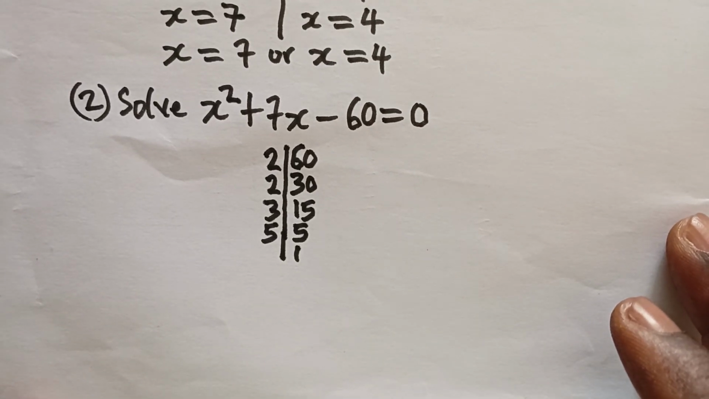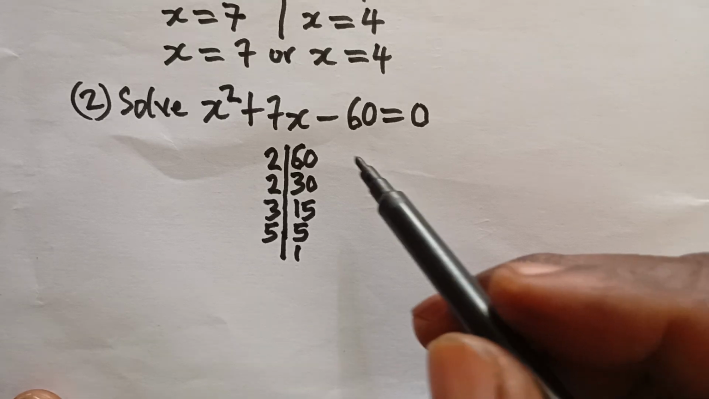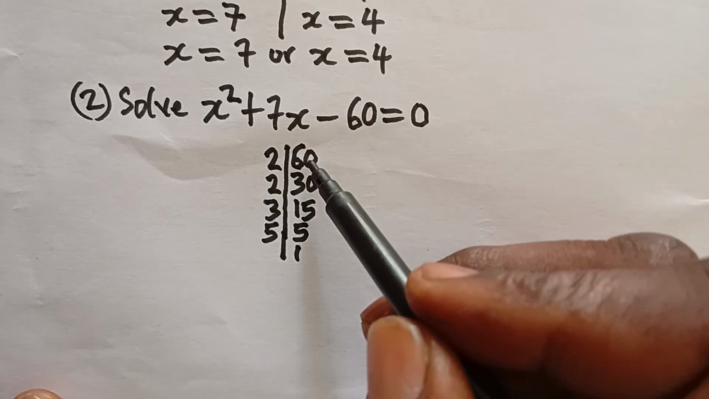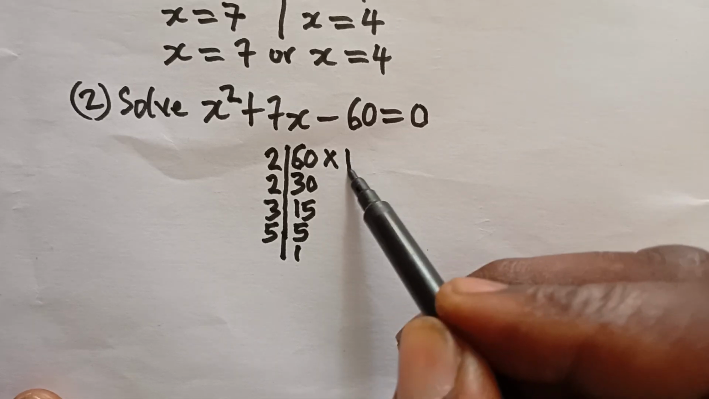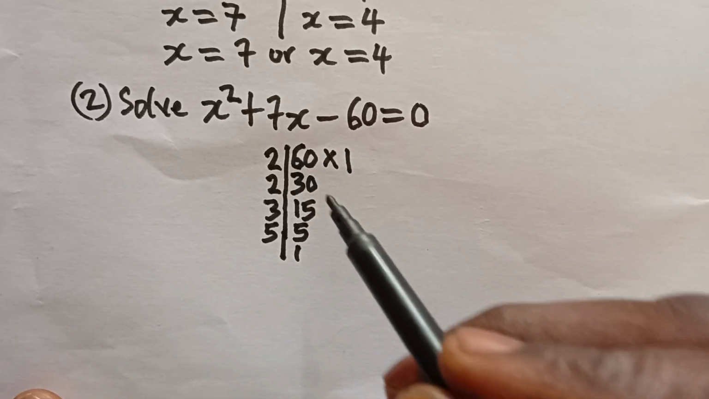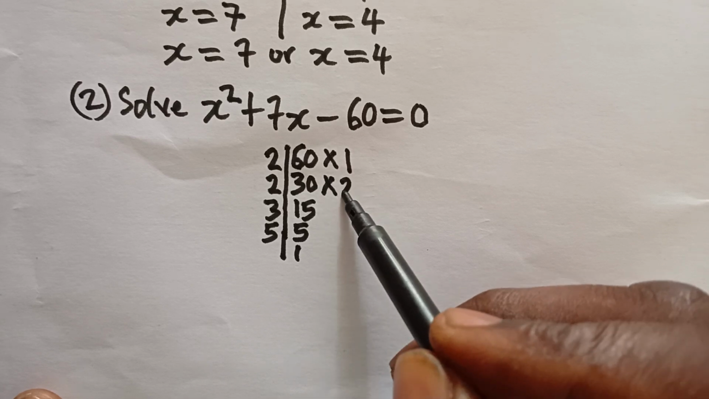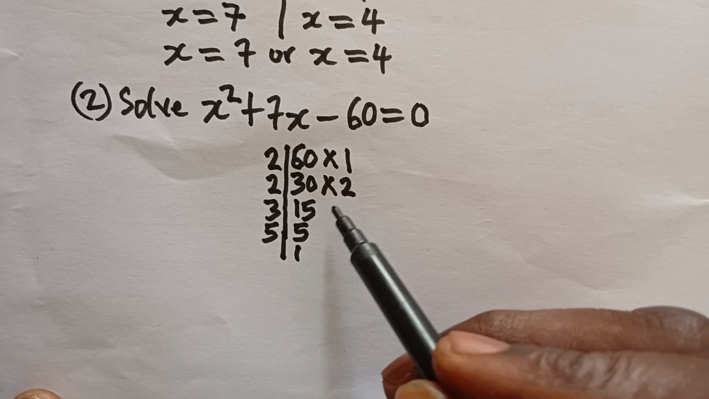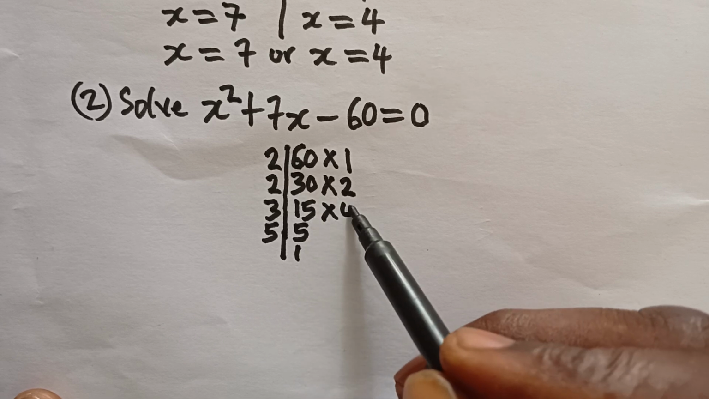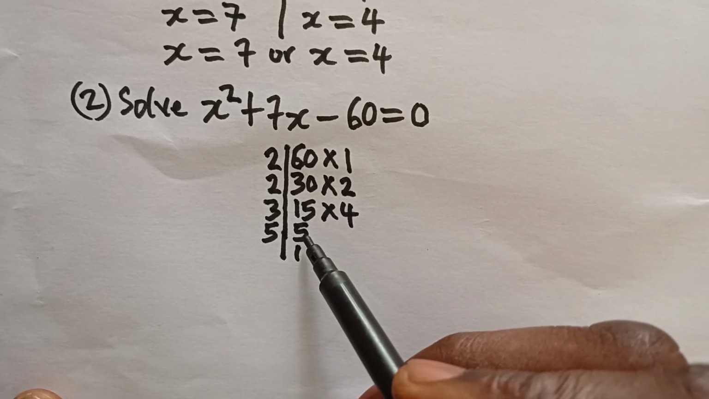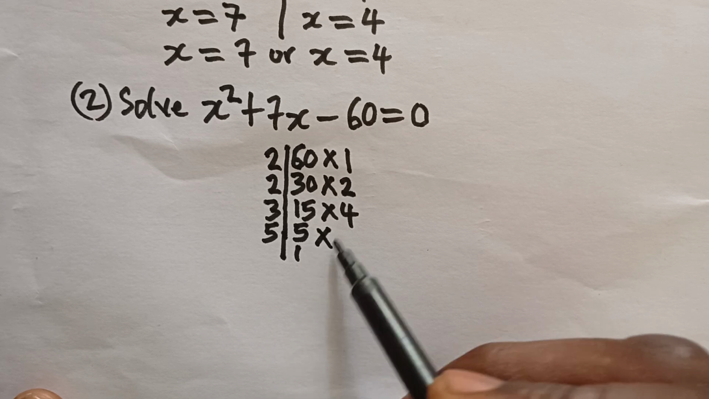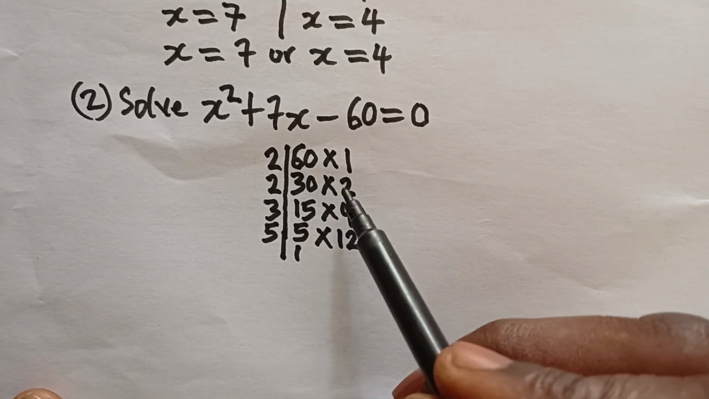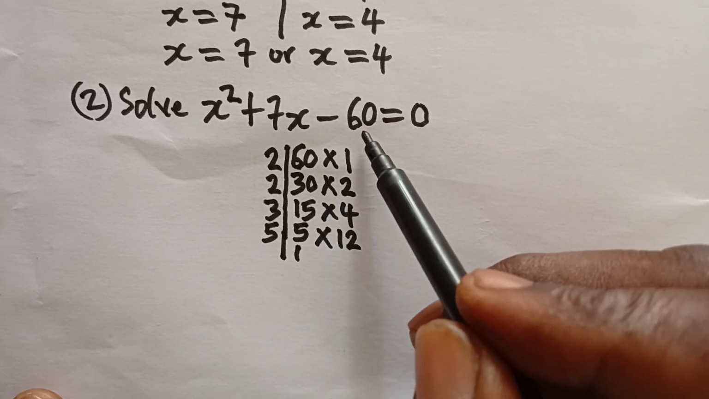So the next thing for us to do is to check which numbers we multiply each of these values by in order to get 60. So 60 times 1 will give us 60. Then 30 times 2 gives us 60 as well. Then what are we going to multiply by 15 to get 60? That will be 4. Then what are we going to multiply by 5 in order to get 60? That will be 12. So with that now, we have the pairs of factors for 60.